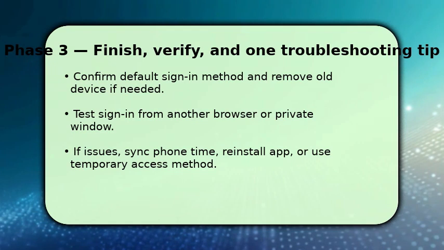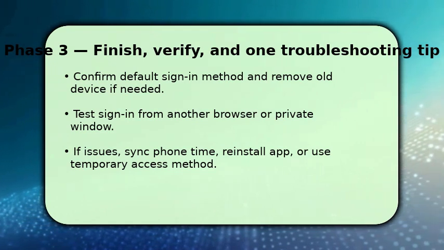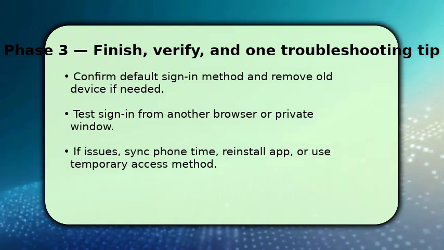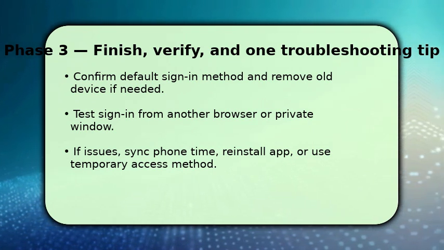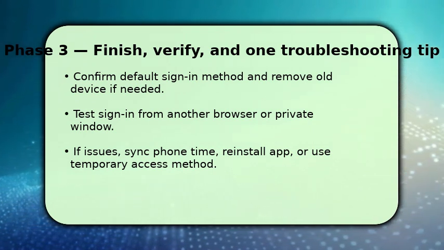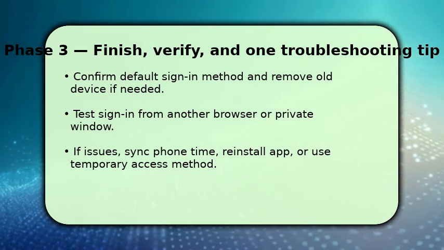Finish by setting the Authenticator app as your default sign-in method in Azure AD and remove the old device if you no longer need it. Test a full sign-in flow from a different browser or private window to confirm push approvals and code entry work.